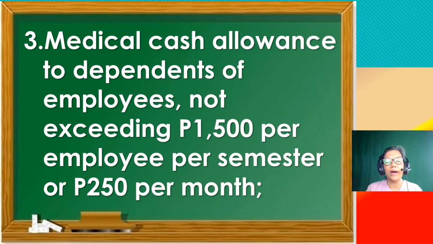Number 3 is medical cash allowance to dependents of employees not exceeding 1,500 pesos per employee per semester or 250 pesos per month. Therefore, how much will be the total medical cash allowance in 1 year? If your answer is 3,000 pesos, you are correct. Very good.